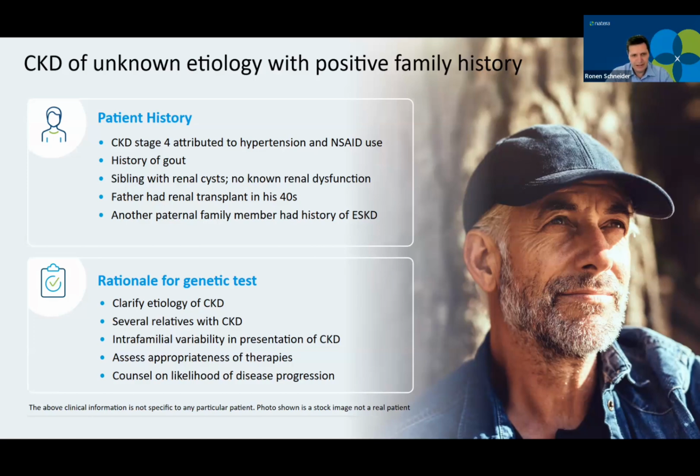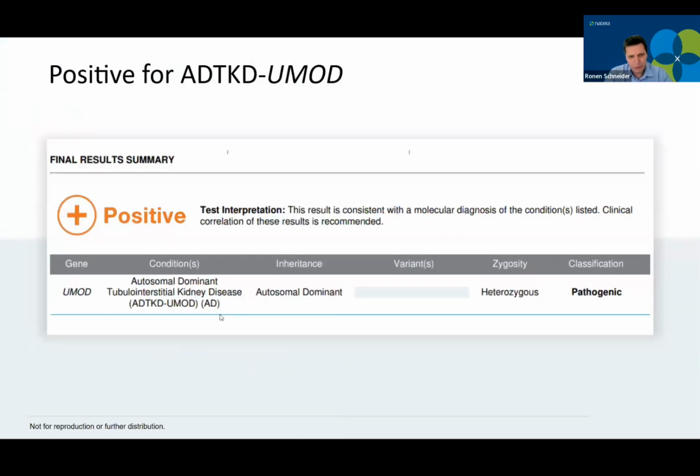Next slide, please. We did run a renal gene test for this patient and found a UMOD mutation, a heterozygous pathogenic variant in the gene UMOD, which is a known cause of autosomal dominant tubulointerstitial kidney disease. In fact, it's one of the most common causes of AD-TKD. Next slide, please.